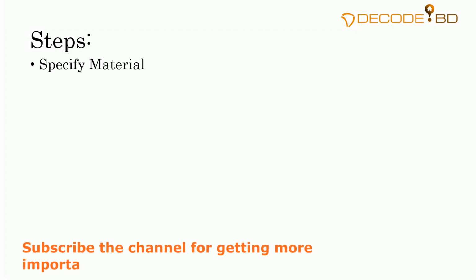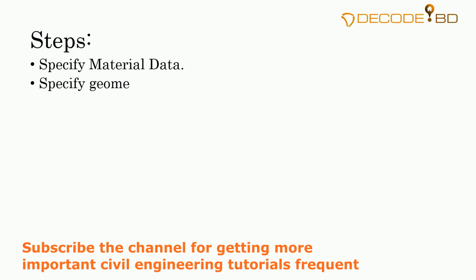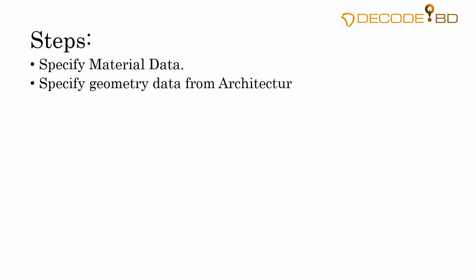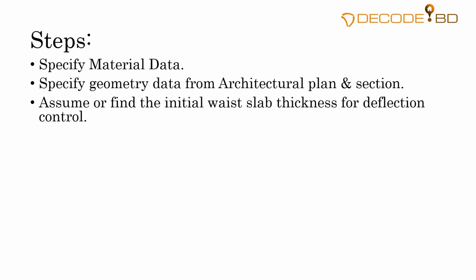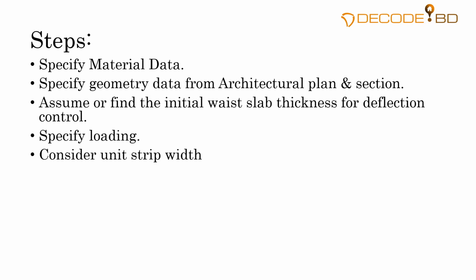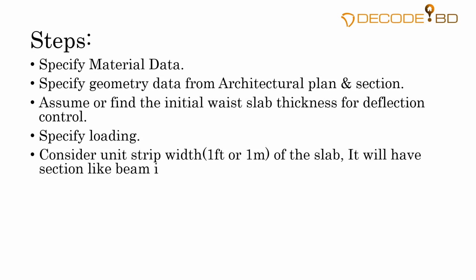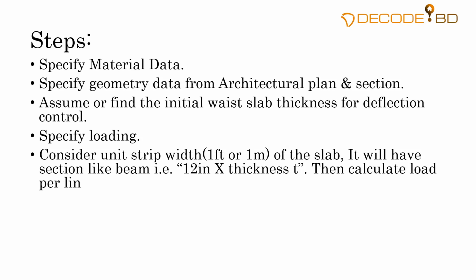So let's start. Steps: specify material data, specify geometry data from the architectural plan and section, assume or find the initial waist slab thickness for deflection control, and specify loading. Consider a unit strip width of 1 foot or 1 meter of the slab. It will have a section like a beam, for example 12 inch by the thickness of the waist slab.